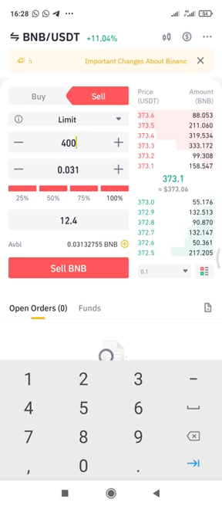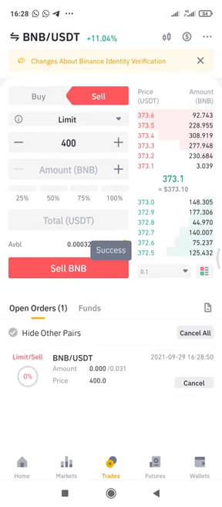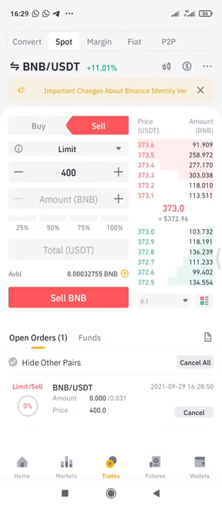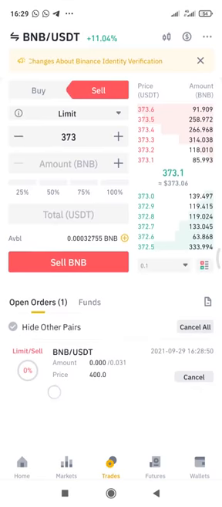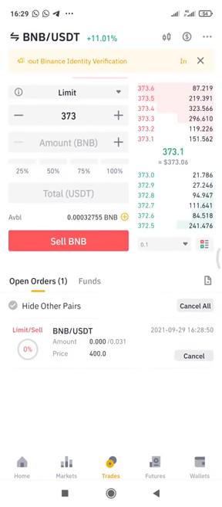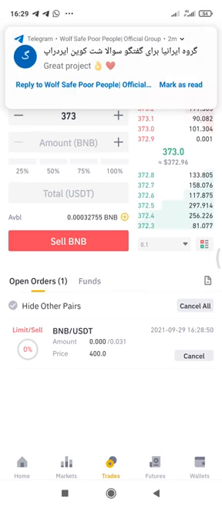All right, and click sell. Once you click sell, it will come to this open orders, because the current price is way below. I hope you can see the current price is 373, while your take profit or sell price is at 400. So all you need to do is calm down and wait for it to execute. All right.